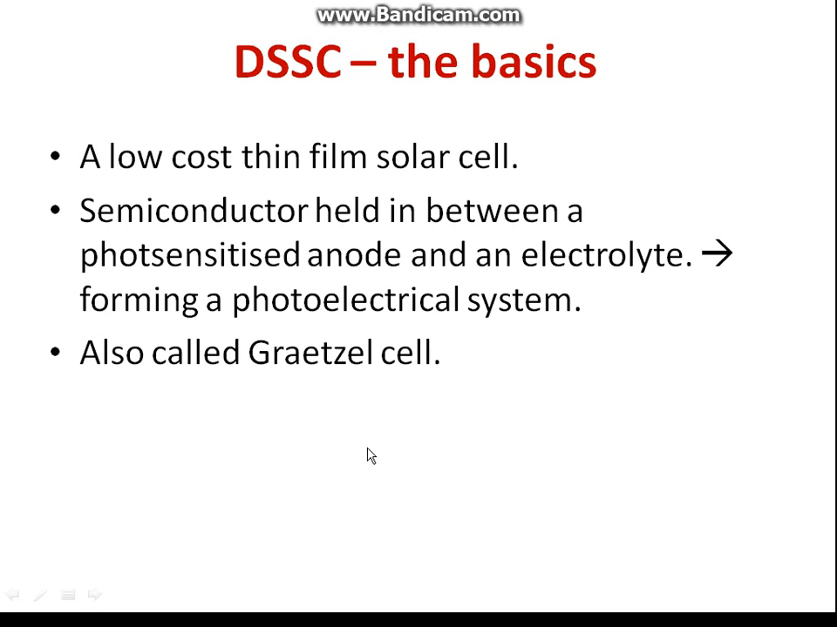The DSSC is also called a Kretzel cell in order to honor the contributions made by Michael Kretzel, because he was the first person to construct and talk about the chemistry underlying the operation of DSSC.